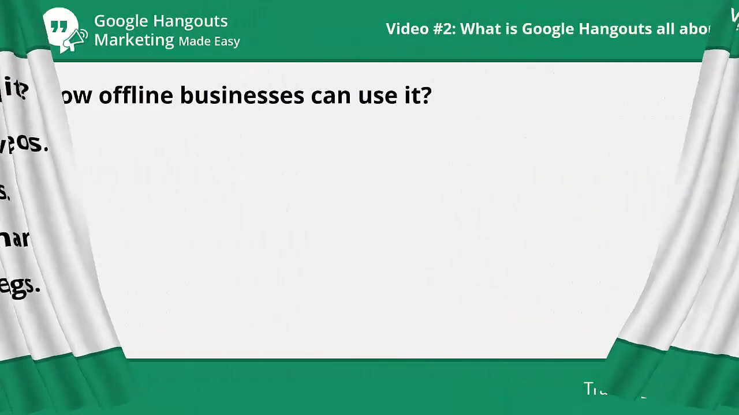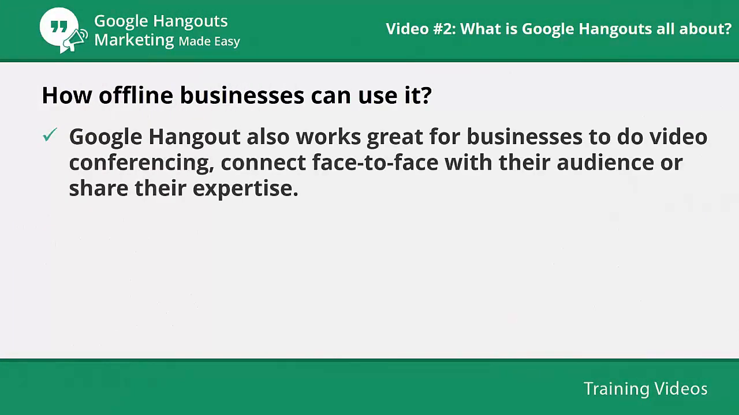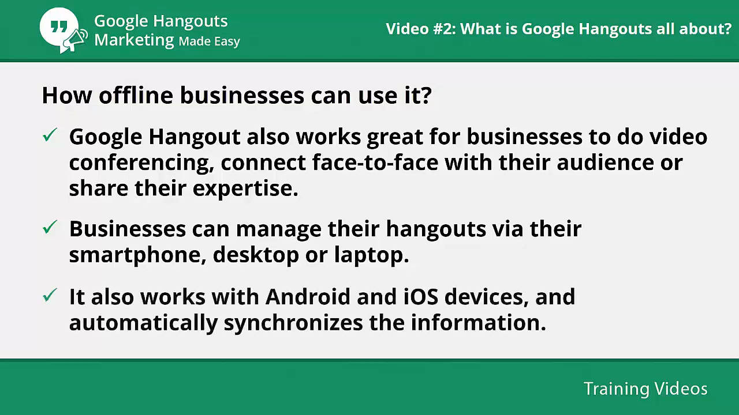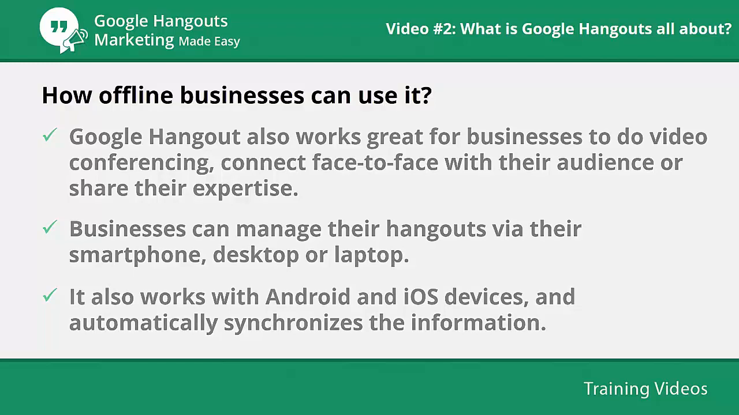How offline businesses can use it. Google Hangout also works great for businesses to do video conferencing, connect face-to-face with their audience, or share their expertise. Businesses can manage their Hangouts via their smartphone, desktop, or laptop. It also works with Android and iOS devices and automatically synchronizes the information and conversations.